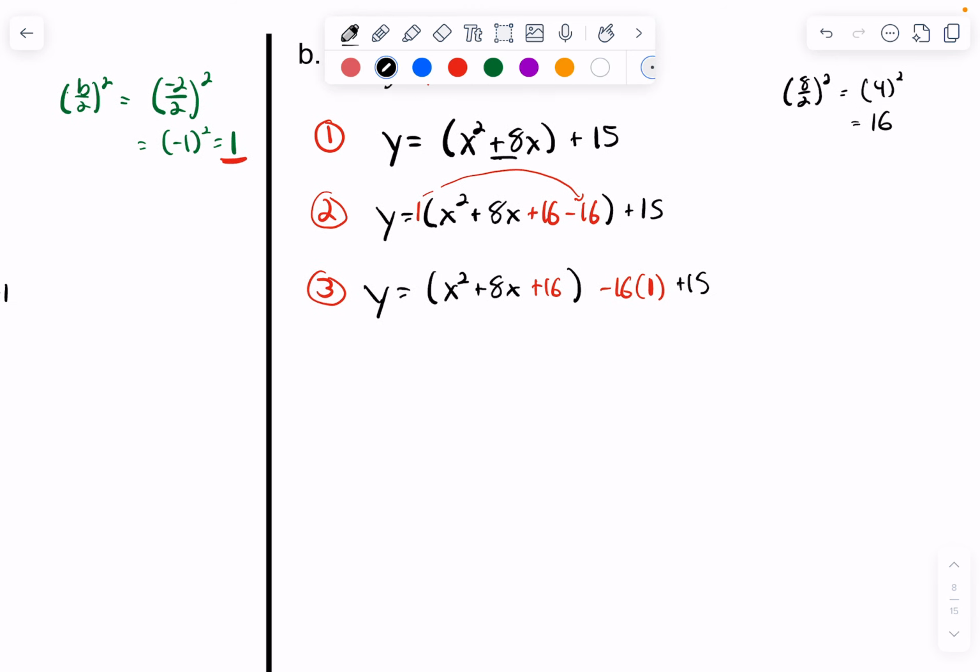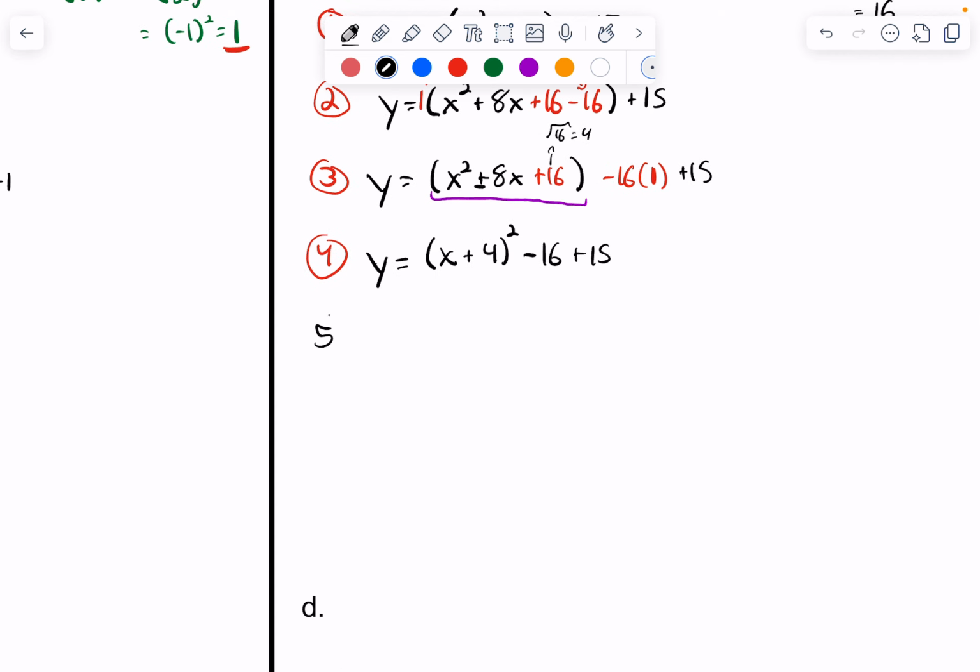All right, step 4. Now use your factoring by perfect square. So this right here makes a perfect square. So you get y is x, and now you see that there is a positive here. So plus 4. And why is that 4? Because the square root of this is 4. Square that. And then on the back side, you have minus 16 plus 15.